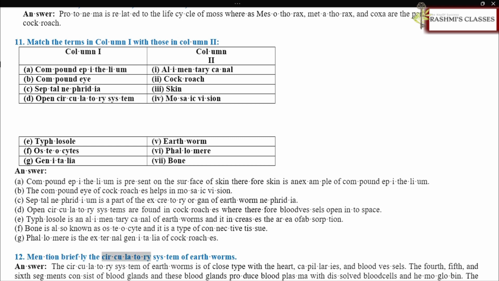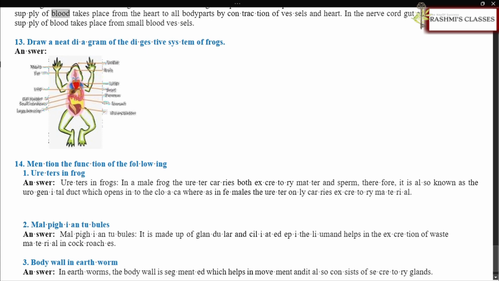Mention briefly the circulatory system of earthworms. Answer: The circulatory system of earthworms is of closed type with the heart, capillaries, and blood vessels. The fourth, fifth, and sixth segments consist of blood glands, and these blood glands produce blood plasma with dissolved blood cells and hemoglobin. The supply of blood takes place from the heart to all body parts by contraction of vessels and heart. In the nerve cord, gut, and body wall, the supply of blood takes place from small blood vessels.